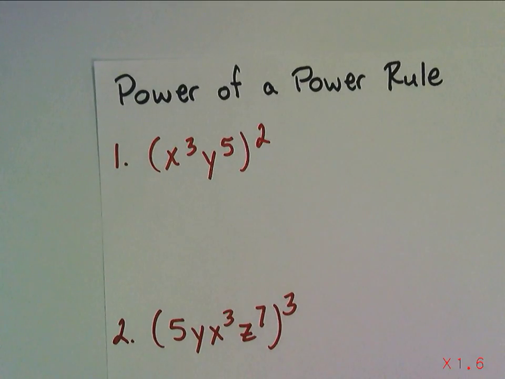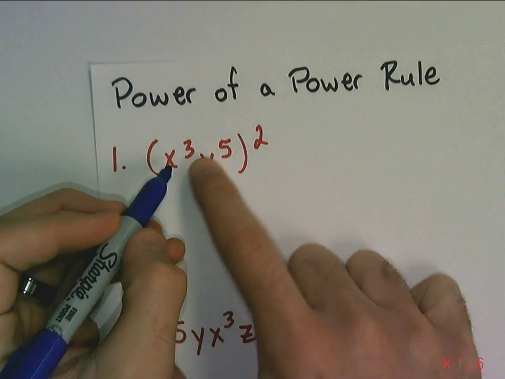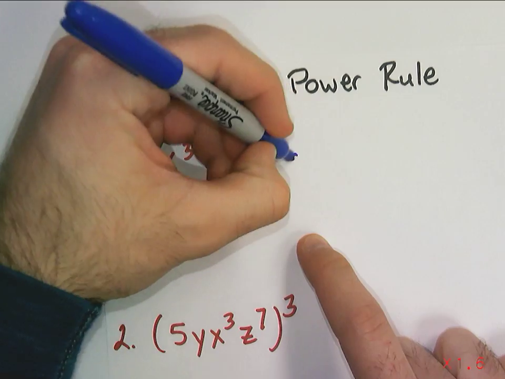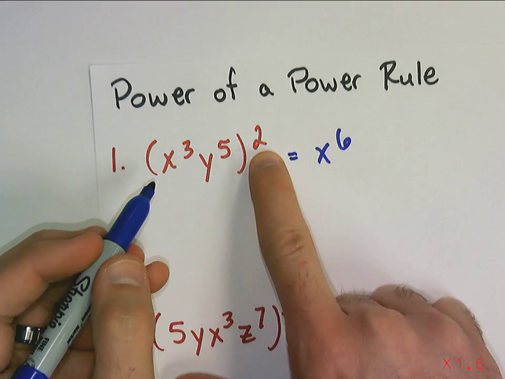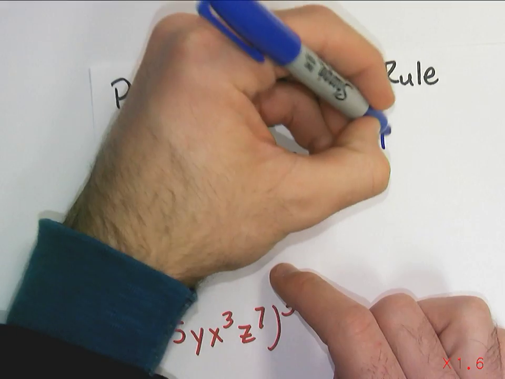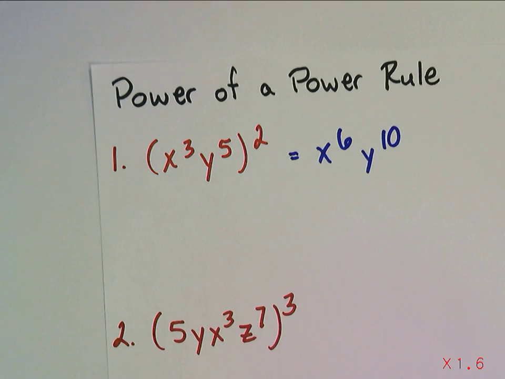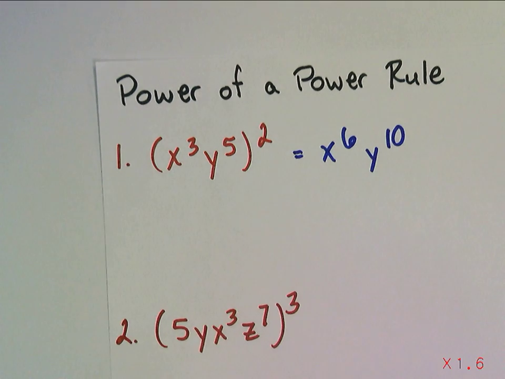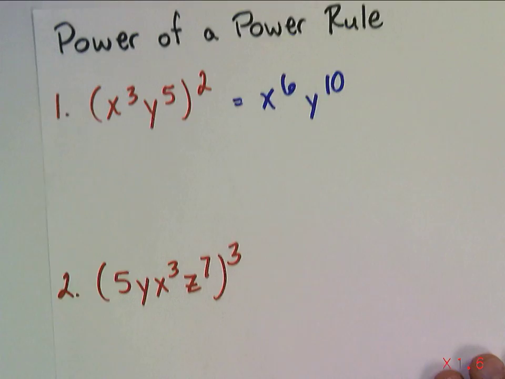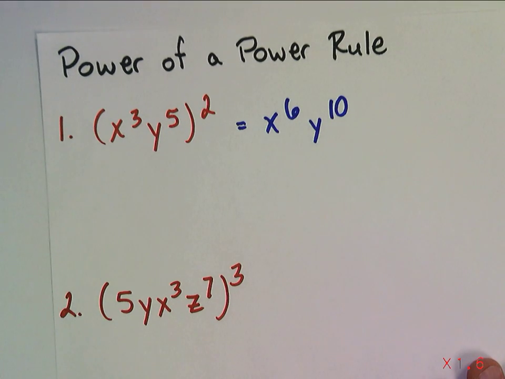Okay, so like I said, you have to multiply these exponents together. So x to the 3 times 2 would be x to the 6th. Y to the 5th times 2 would be y to the 10th. So that's the final answer there. And we didn't have any coefficients, so we didn't have to square any of those either. So let's look at number 2 then. Leave that one up for a second yet.